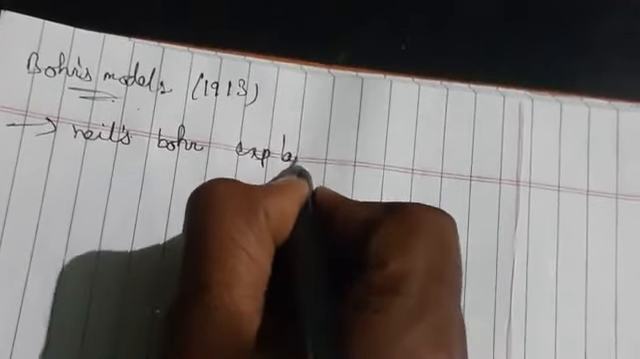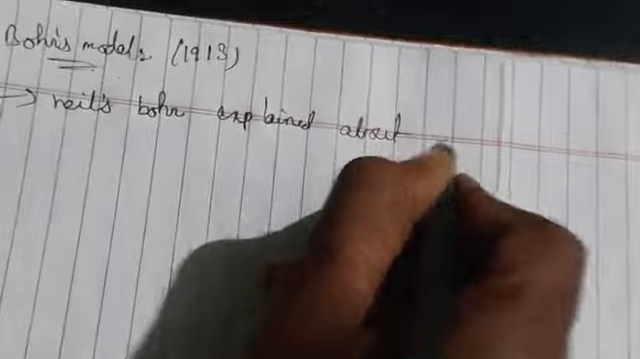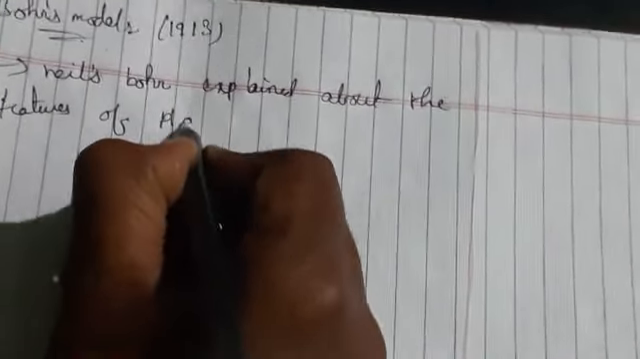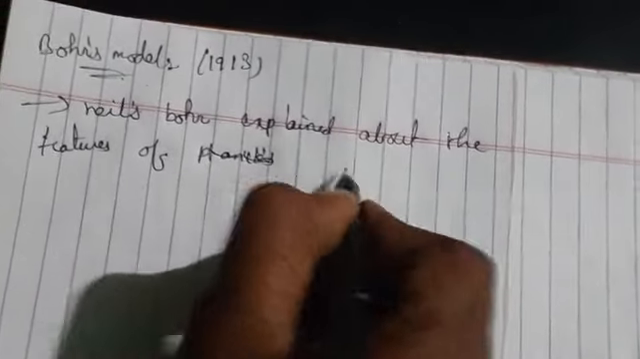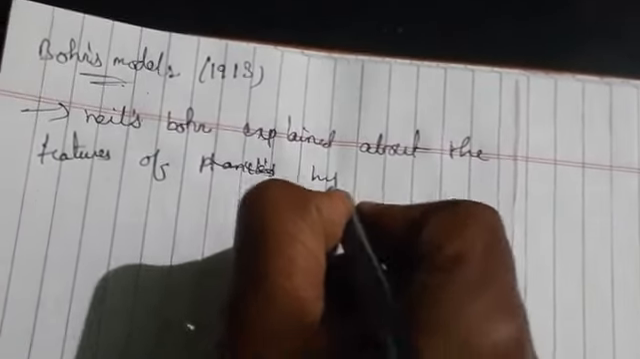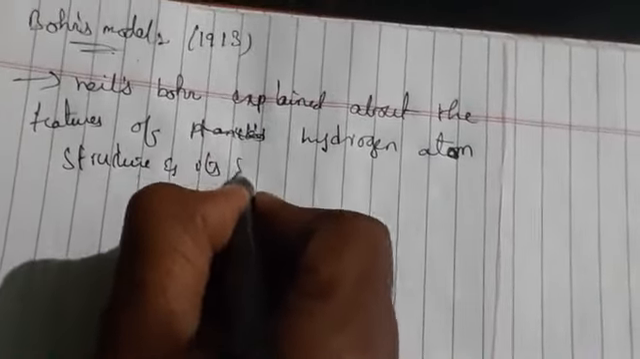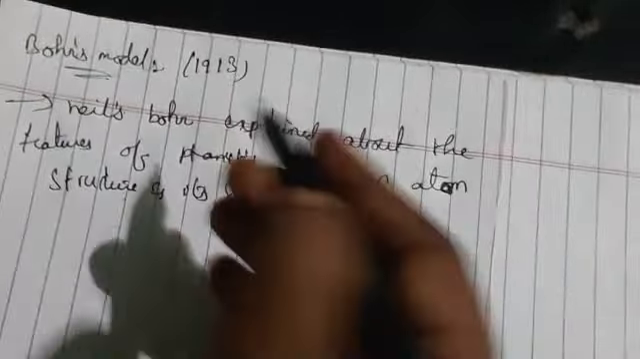So what did he tell? Niels Bohr explained the features of Planck's quantum theory, the hydrogen atom structure and its spectrum. He explained it. In which year? 1930.